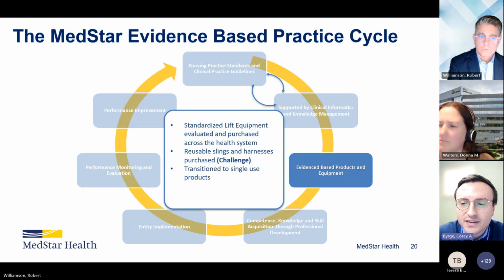Our Product Evaluation and Standardization Council at the system level is the next stage in the EBP cycle. We evaluated and purchased standardized equipment across the health system to support BMAT-guided interventions for safe patient handling. A challenge we faced here, which we'll connect with at the end as well, was around reusable slings and harnesses. We were required to transition to single-use products due to loss with processing with a laundry partner. And we'll discuss further implementation challenges in a moment.